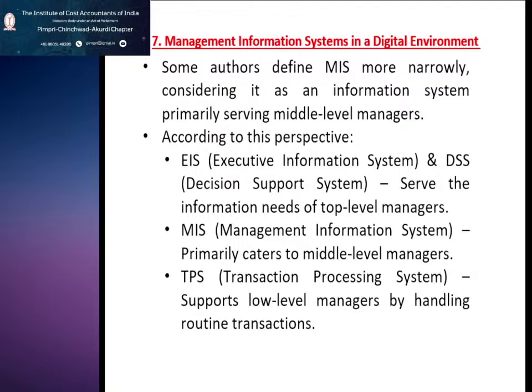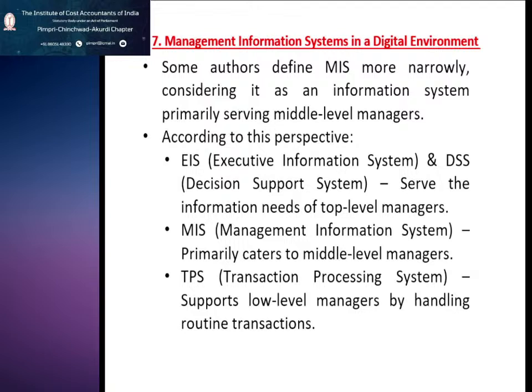According to this narrow perspective, EIS, that is Executive Information System, and DSS, that is Decision Support System, serve the information needs of top level managers. MIS primarily caters to middle level managers, and TPS, that is Transaction Processing System, supports lower level managers by handling routine transactions. Initially, when we saw the various types of information systems, EIS, DSS, MIS and TPS were briefly explained by me. Few authors holding a narrow view have categorized information systems in this manner.